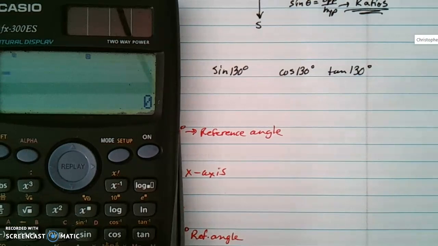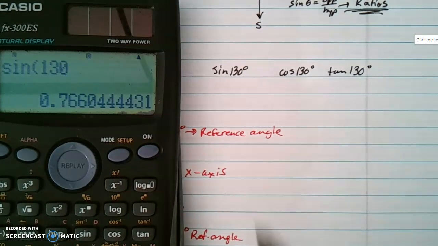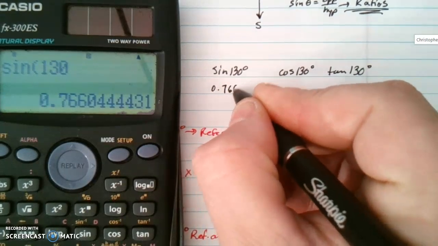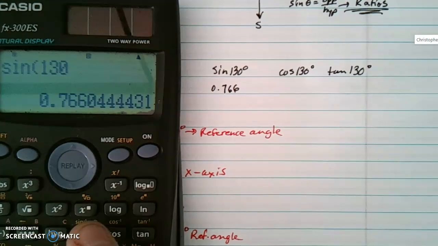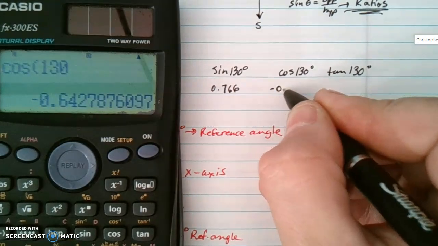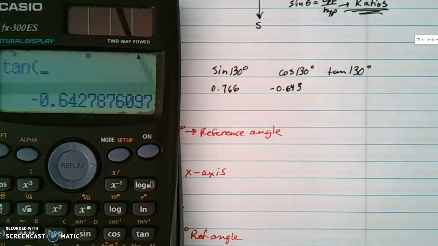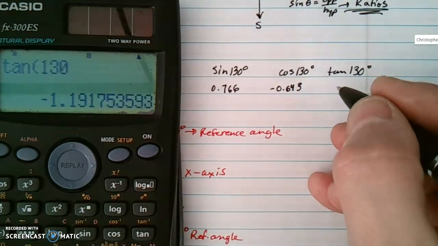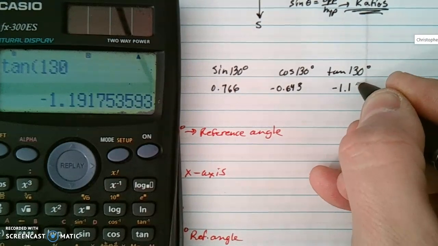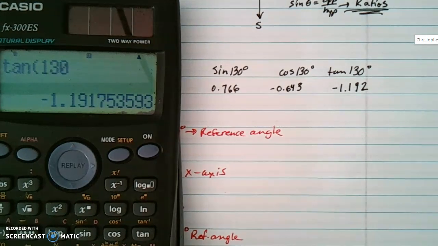Everybody ready? Sine of 30. Oh, excuse me. Tell us if you type the right angle. Sine of 130, and I get 0.766. I'm going to write that down. 0.766. I'm going to type cosine of 130, and I get negative 0.643. And I'm going to type tangent of 130, and I get negative 1.192 if I round. Okay, cool.